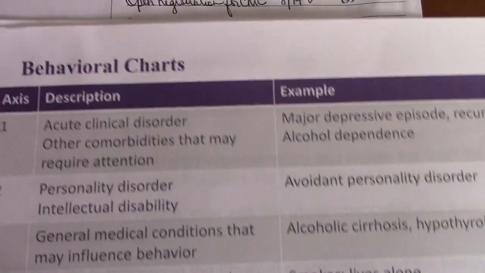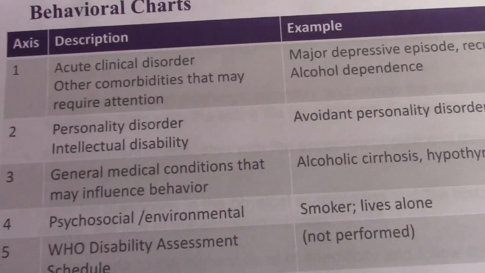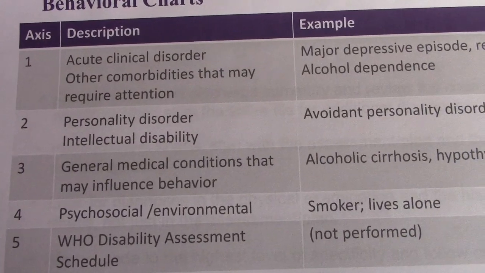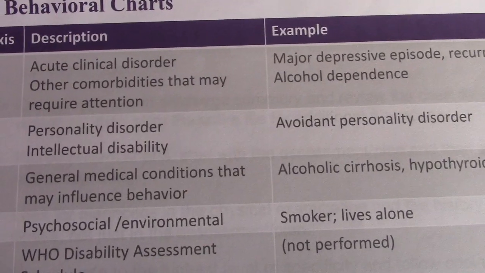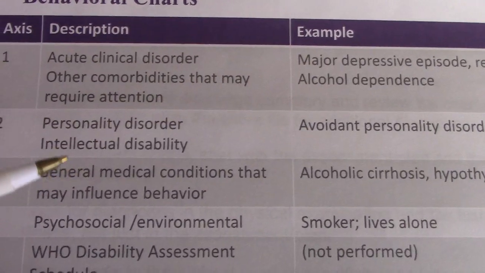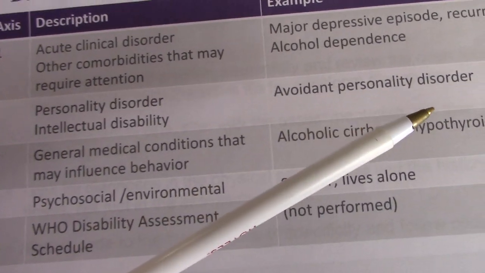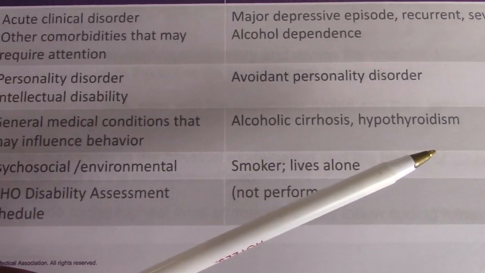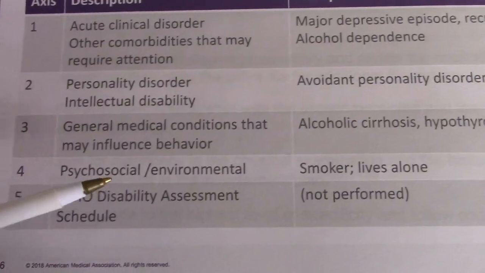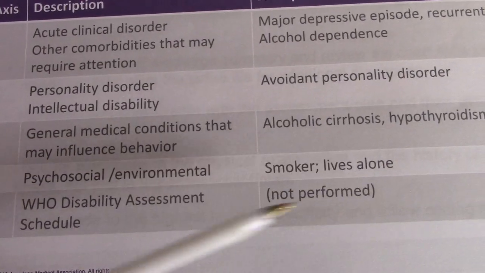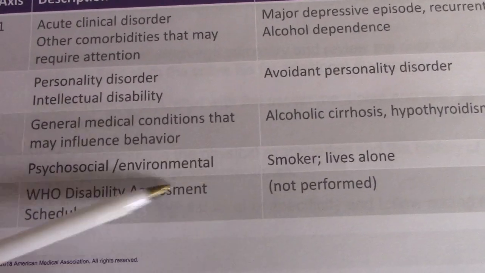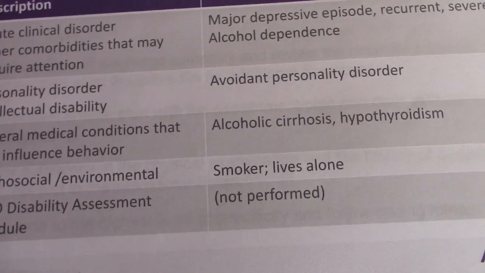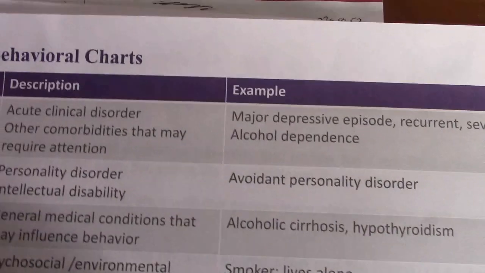You also have behavioral charts in certain settings, and it takes you through 5 different axes. It talks about different types of conditions such as acute clinical disorders, major depressive disorders, personality disorder, avoidant personality disorder, and general medical conditions such as alcoholic cirrhosis and hypothyroidism. These are behavioral health issues now. Psychosocial environment, smoker, may live alone. Disability assessment. With the disability assessment, there is no actual performance here. But again, that's for behavioral charts.